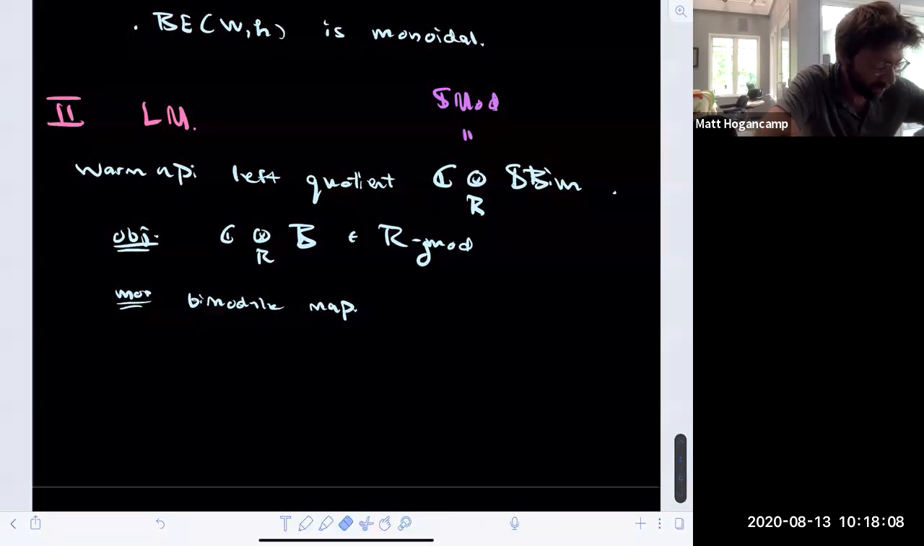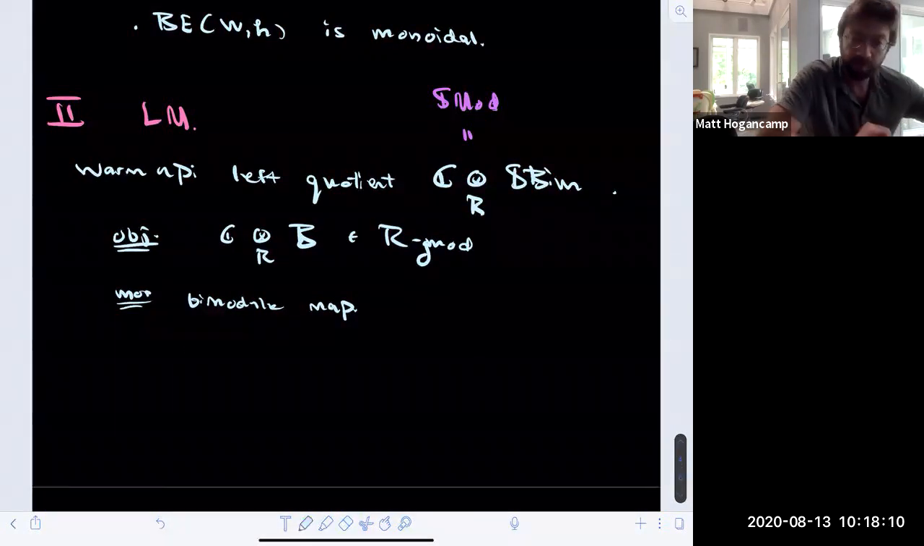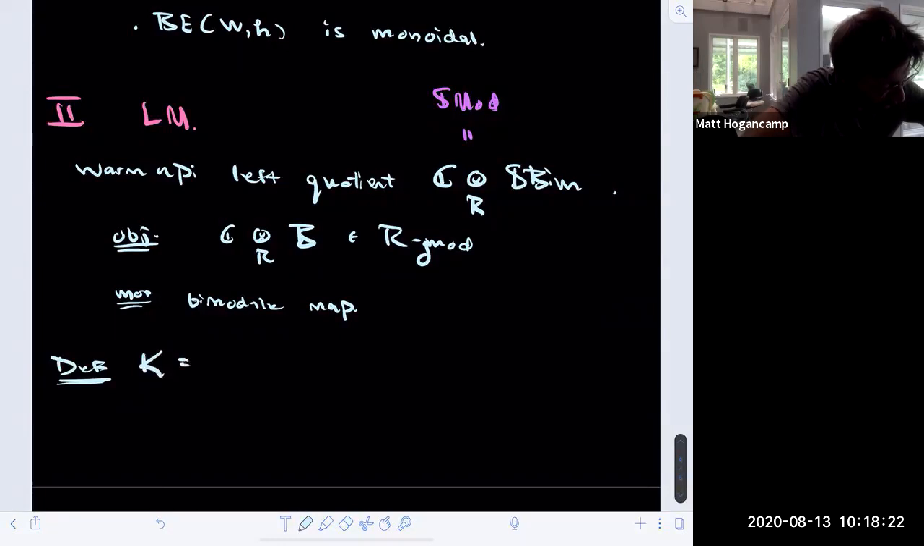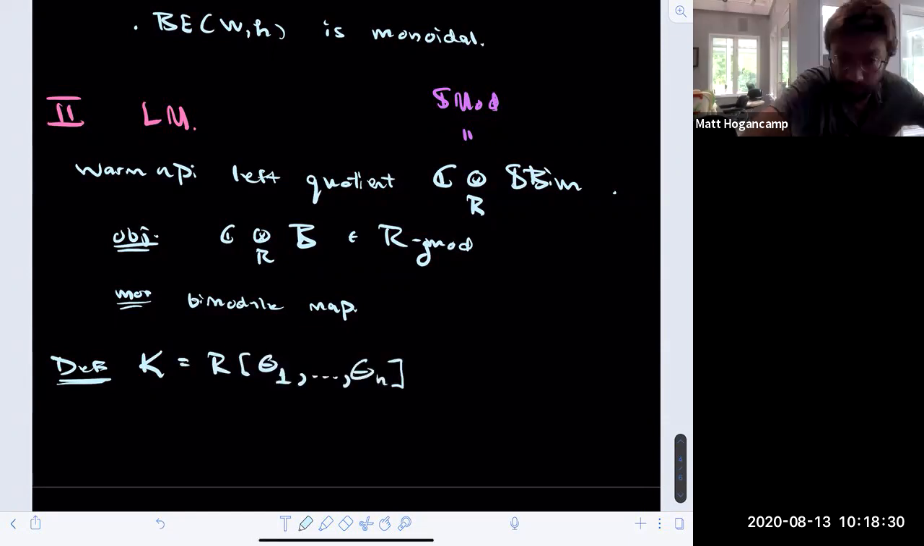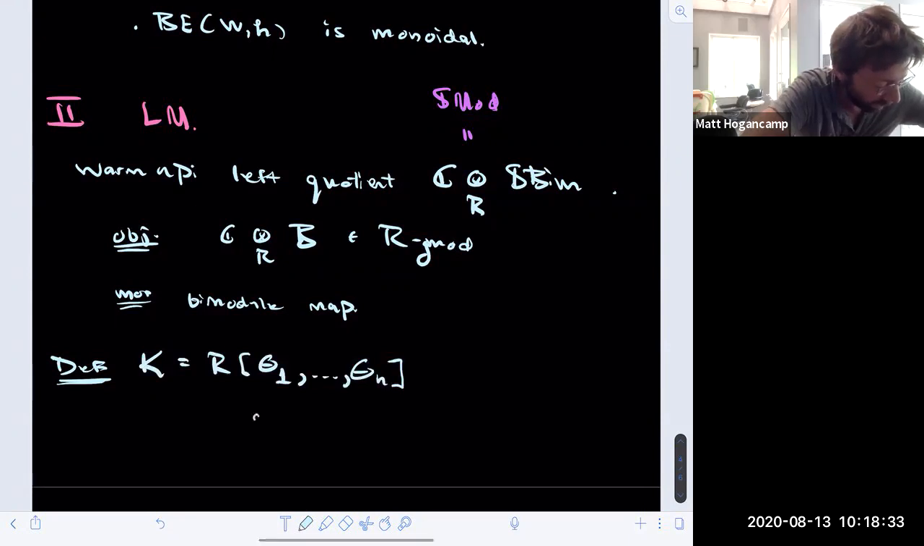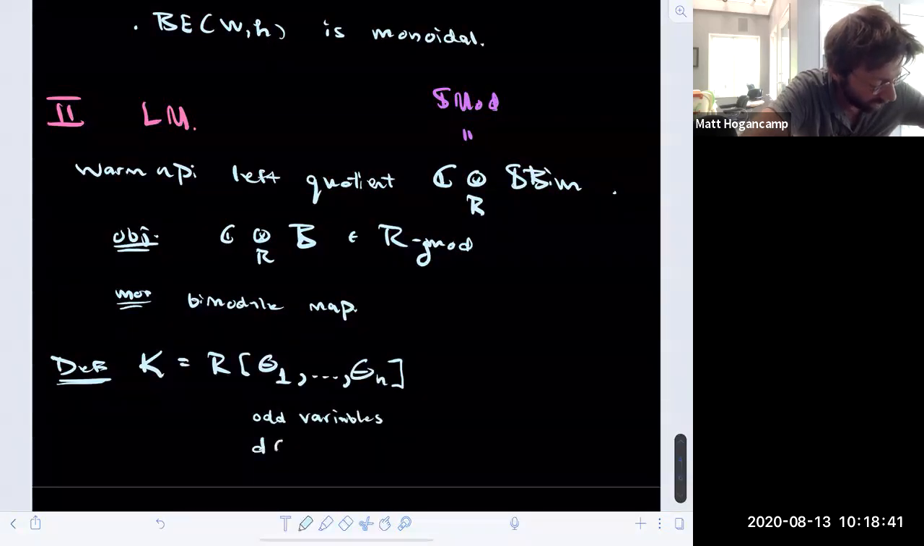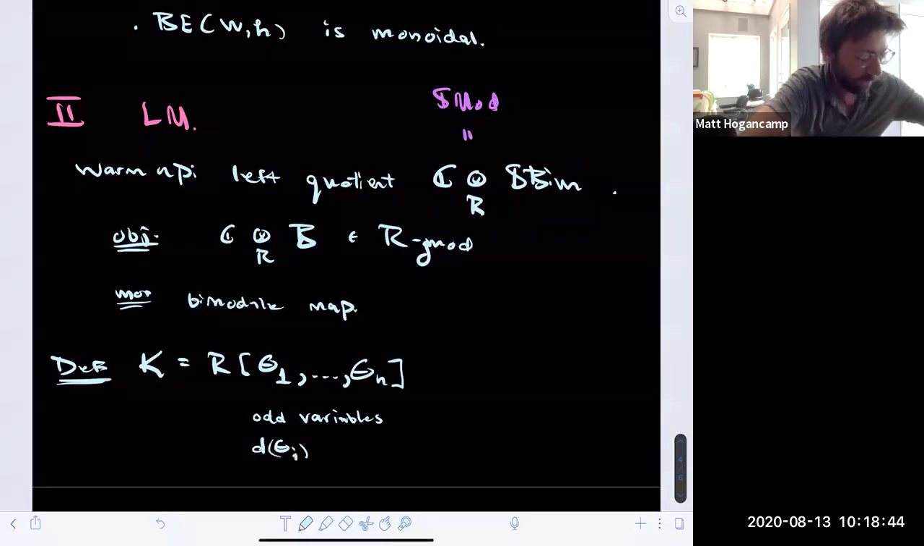For this, we need a little bit of notation. This is again similar to what was said in Mackey's talk. I would like to define an algebra. So K will be the polynomial ring where you adjoin some odd variables. My notation for this is going to be the same as that for a polynomial ring. These thetas are meant to be odd variables, which means they square to 0 and they anticommute. And I'll declare that they have differentials. So this is really a DG algebra over R. I'll declare that D of theta i is x i.